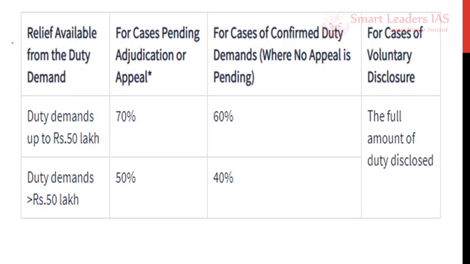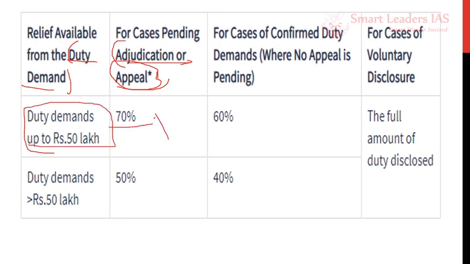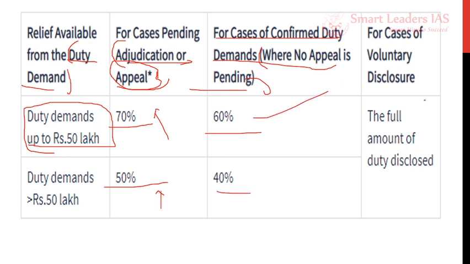So what kind of relief is available? Duty demand means what is the demand of the government and what is disputed. If it is in the appeal area, already there has been an order and it is in the appeals court or appeals tribunal, now if it is below 50 lakh, only 70% of that amount you should pay to the government. If it is above 50 lakh, you can pay just 50%. If there are cases where no appeal is pending, for the first time, 60% for your relief, 40% for this relief.